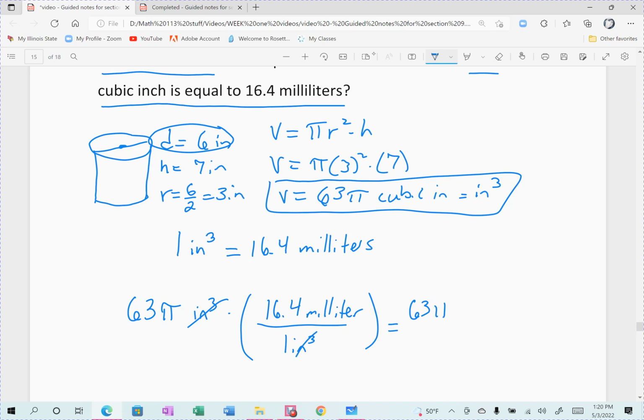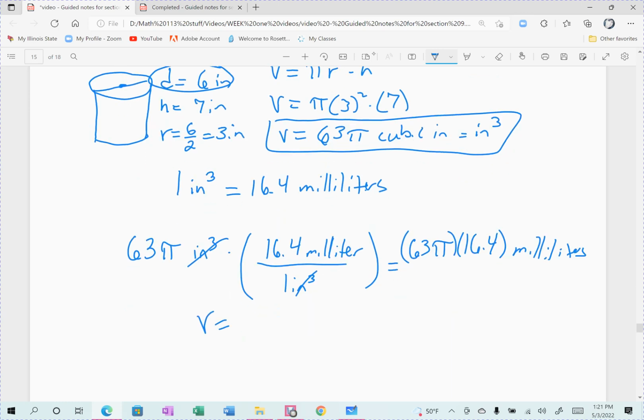And then you multiply. Now, we're going to multiply it out. So now you're going to take the 63 pi times the 16.4. When you multiply that out, that will give you your milliliters. Sorry, I misspelled this horribly here, but you guys know what it is. So get out your calculator. 63 times the calculator key pi times the 16.4, and the volume in milliliters comes out to be 3245.89. So I'm going to round up to 3246. Round to the whole number.